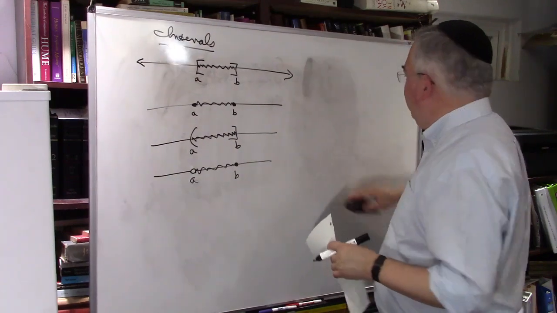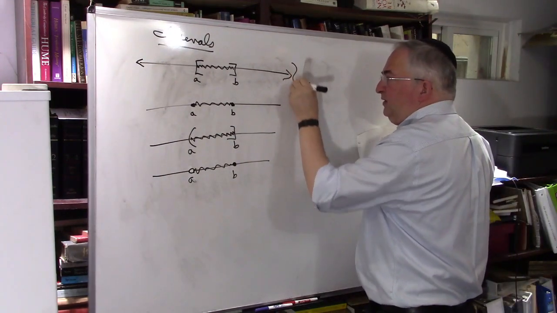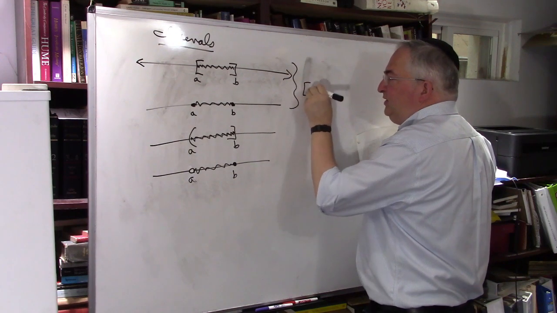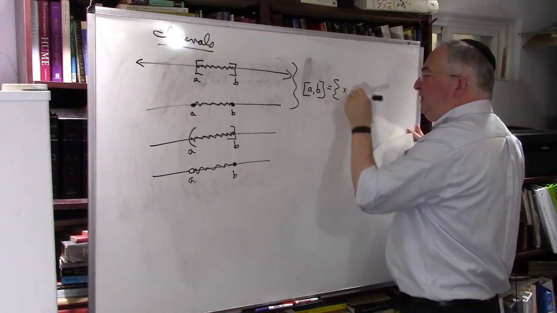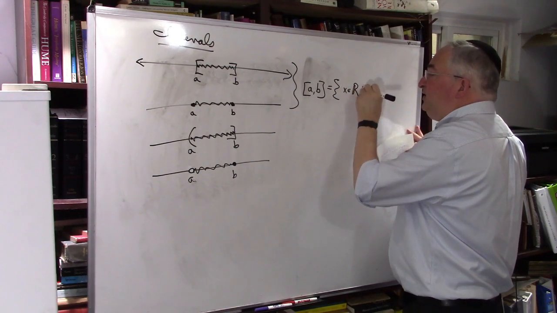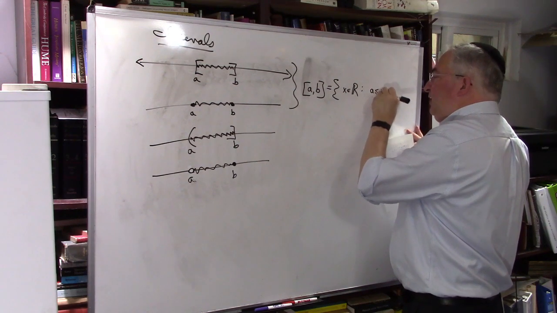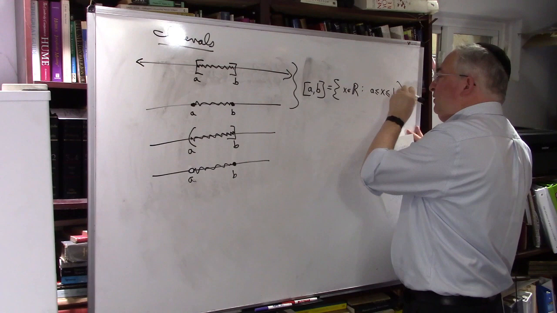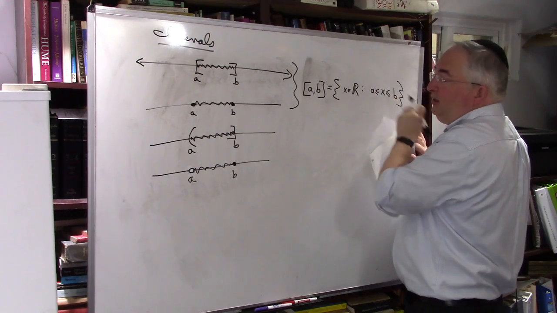sets as follows. This is the set, by this I mean these two. This is the set A comma B, and we say this is those X, member of the real numbers, such that A is less than or equal to X, which is less than or equal to B. So all those X between A and B, including A and including B.